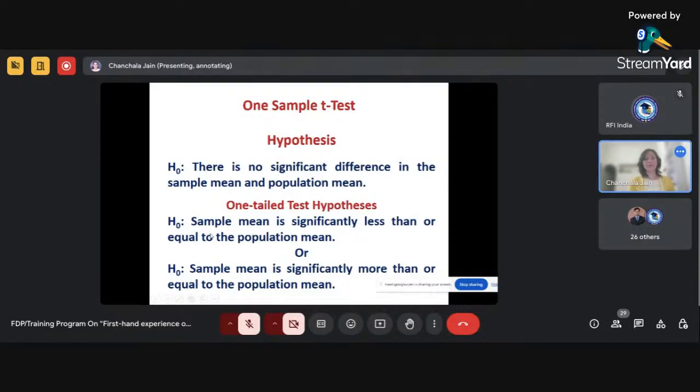Whereas when you say the sample mean is significantly less than or equal to the population mean, or the sample mean is significantly more than or equal to the population mean, the alternative hypothesis will be very clear. In the second case, you say the sample mean is significantly greater than the population mean, or the sample mean is significantly less than the population mean. So the direction is very clear, whether it is greater than or less than, and that is a case of one tail. But where the direction is not clear and you are just saying there is a difference, the direction can be on any side. So that is a case of a two-tailed test. Is it clear? I hope.